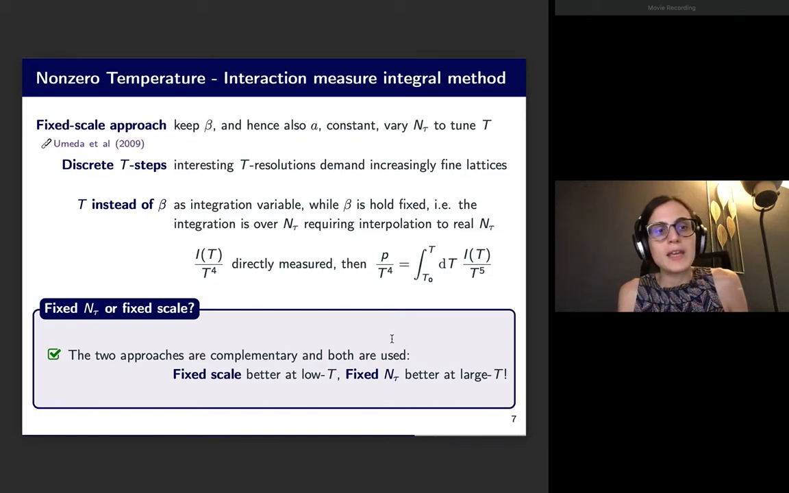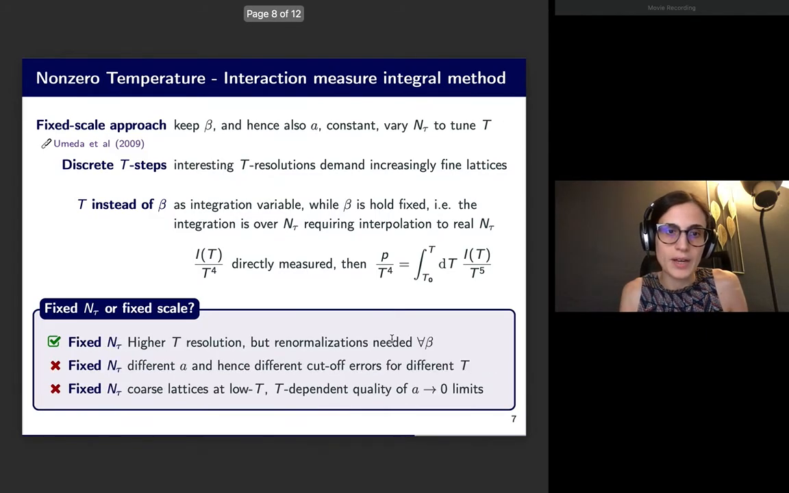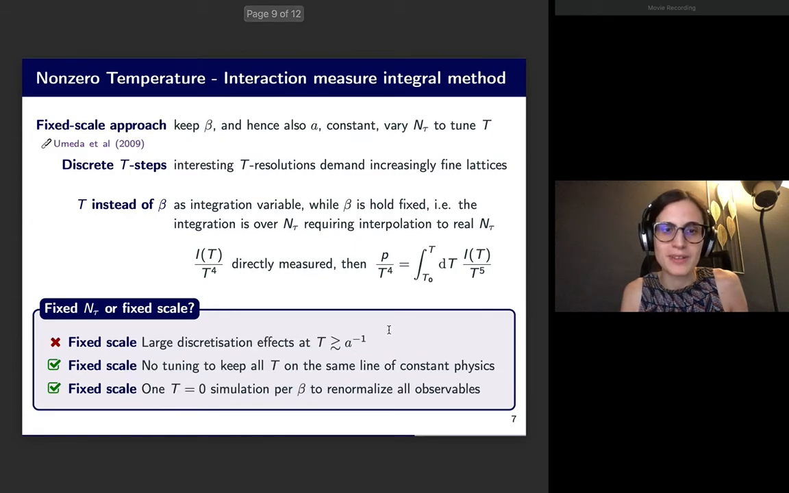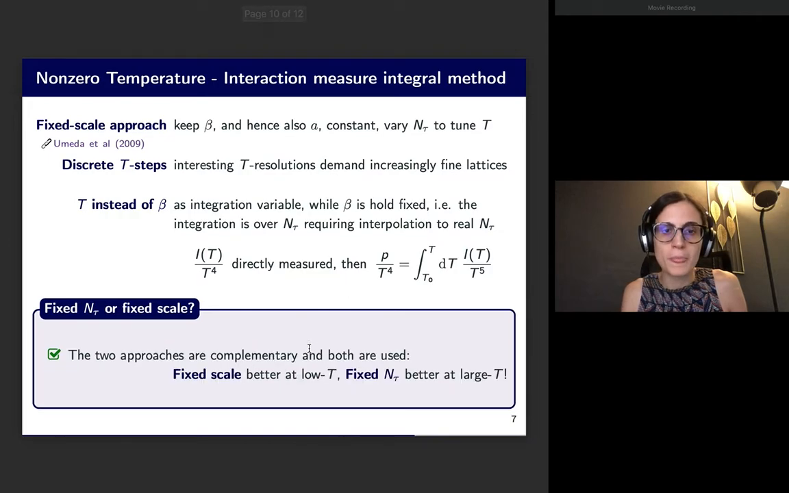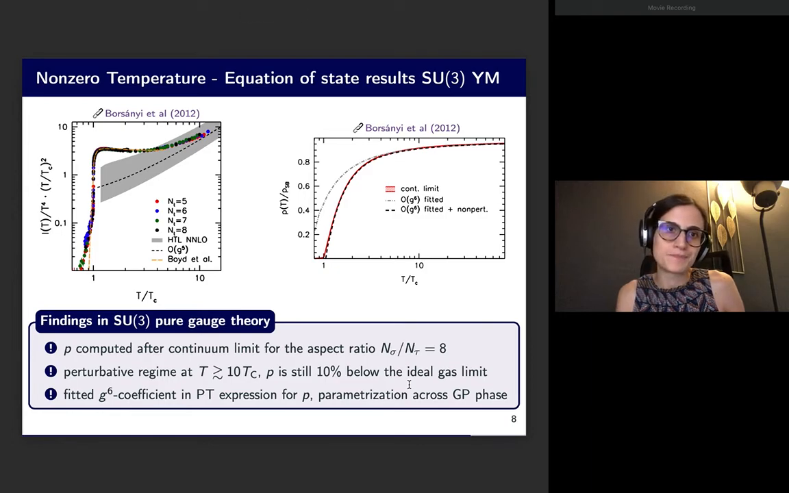So at the end of the day, one should rather say that the two approaches are complementary and both of them are used. We have argued that fixed N_tau works better at large temperature, or rather it works worse at small temperatures, but this also has some complications at large temperatures. So fixed scale is better at low T, fixed N_tau is better at large T. By using both, we get complementary information, and we can also cross-check the two different methods in the overlapping applicability regime.